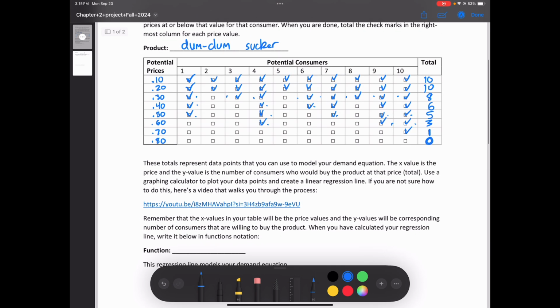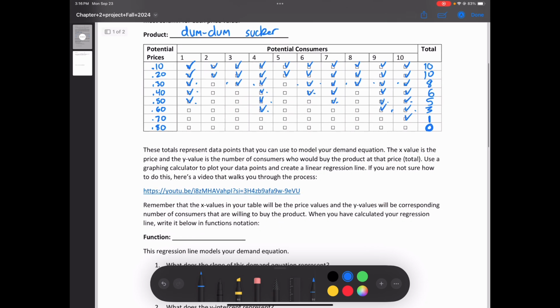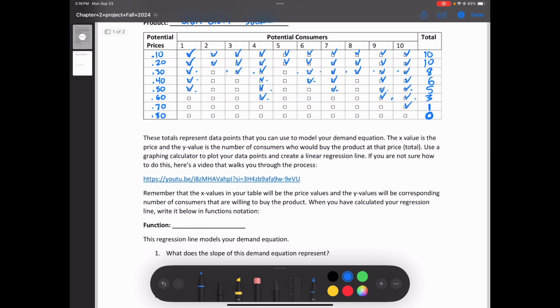Okay, so now once you have those totals, those are going to be your coordinate points that you plot on your graphing calculator. If you want a walkthrough of how to do that on Desmos, that's what this link is. This link will give you a walkthrough of how to actually find a regression line for your demand equation.